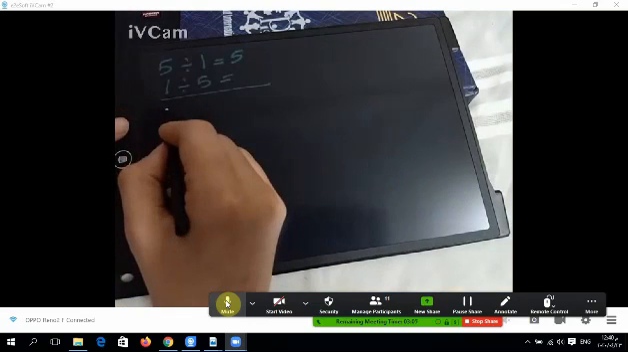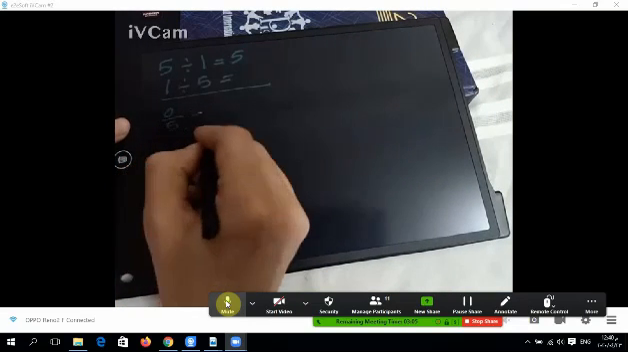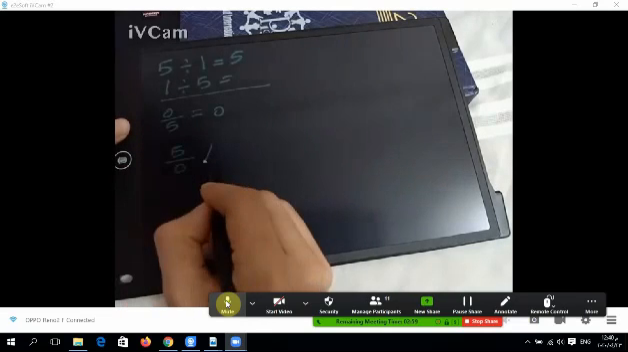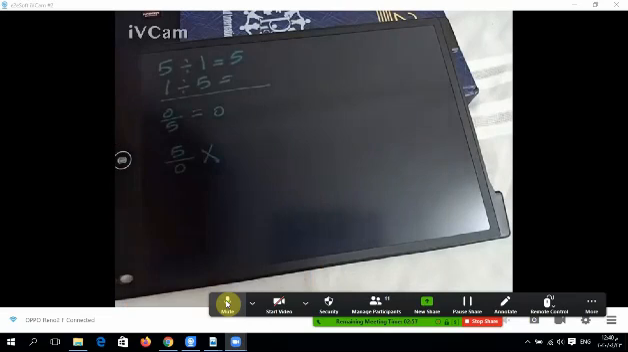Okay, in division, can I divide by 0? No. If I say 0 divided by 5, it equals 0. But 5 divided by 0 can't be. So we can't divide by 0.